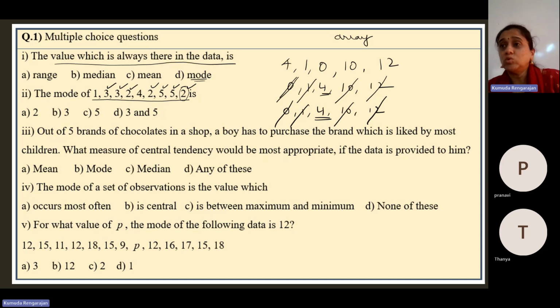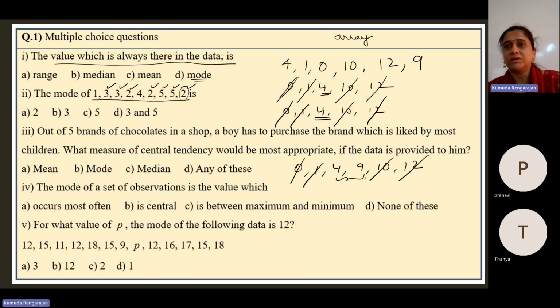Okay, so supposing we have 2 numbers in the middle. Now supposing there was one more number, for example, say 9. Supposing there was also 9. Then how do you arrange the data? 0, 1, 4, 9, 10, 12. Correct?